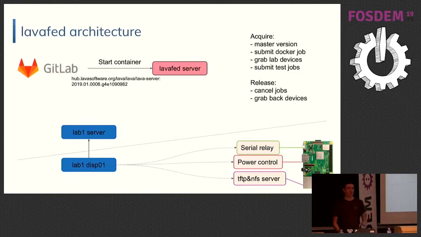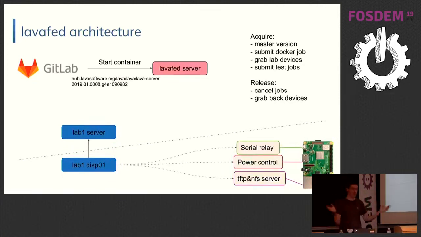So we use GitLab for our CI. So every morning, around 4 in the morning, if I remember correctly, GitLab will start a container. It will keep the last version of the Lava server container which is available. So this is from the beginning of this week. You will see the full version here. It will start it.